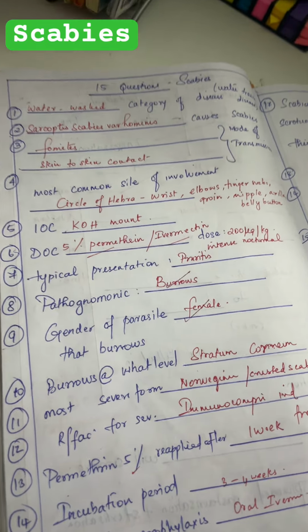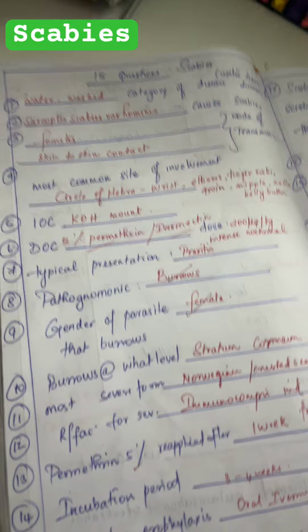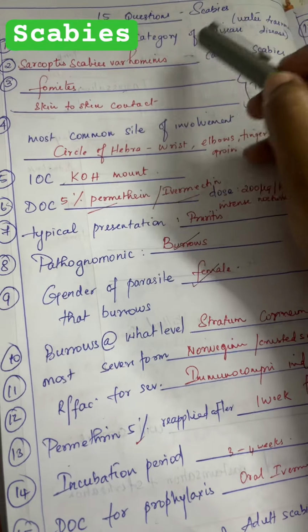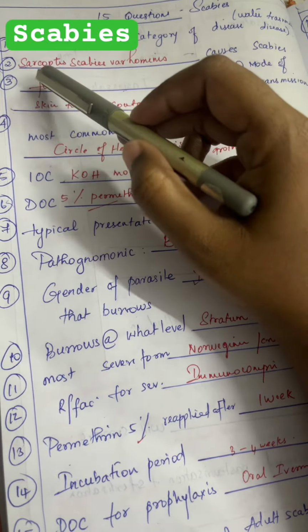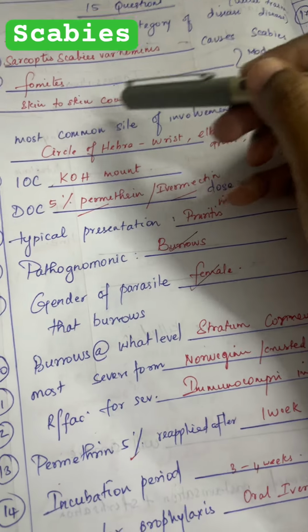Let's read about scabies. So, 15 questions about scabies. What is the causative organism of scabies? Sarcoptes scabiei var. hominis. What is the mode of transmission? Fomites and skin to skin contact.